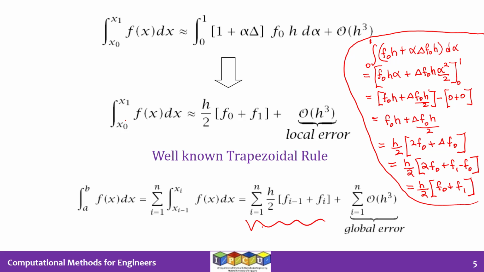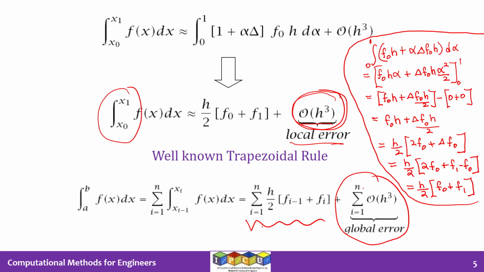So between x0 and x1, the error is of the order of h cube. So this is called the local error because it is based on the subdomain x0 to x1. But when you want the error for the entire domain, you have to add this up n times, right? Because there are n trapeziums. So you're going to add this thing up n times. So that is what the summation i is equal to 1 to n means. So you're going to have n terms of the order of h cube.